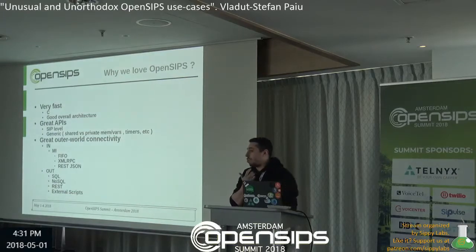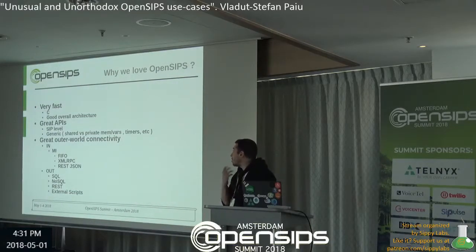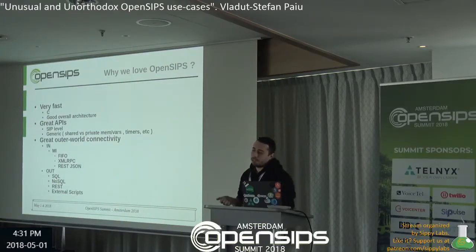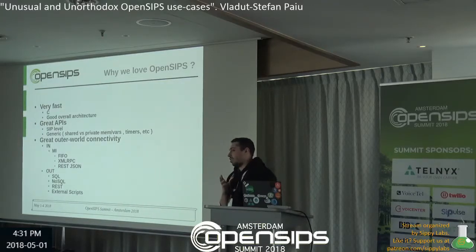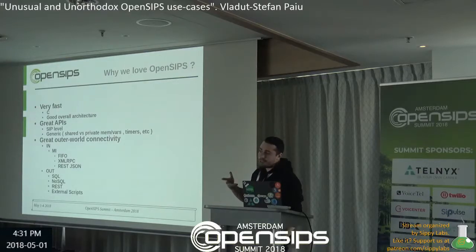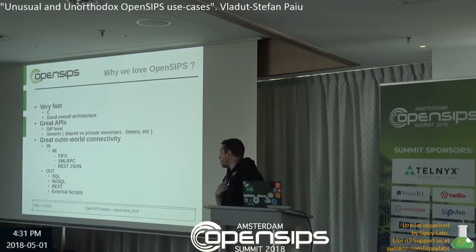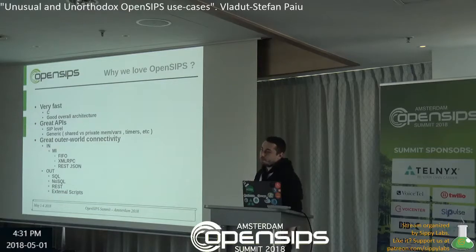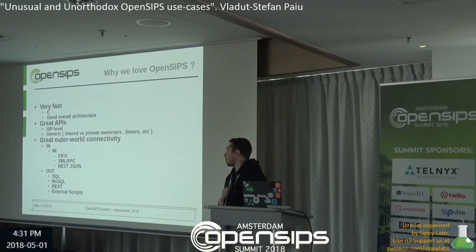And why OpenSIPS and not any other framework? It's basically the reasons why we all like OpenSIPS. It's very fast. It's written in C and has a good overall architecture. I'm talking here multiprocessing and all that stuff. And also it has great APIs, not necessarily from a SIP level, but more specifically from a developer point of view. You have shared versus private memory and variables available for you to code. You have timers, inter-process communication, and whatever. So it's fairly easy to build up some code that runs in OpenSIPS.